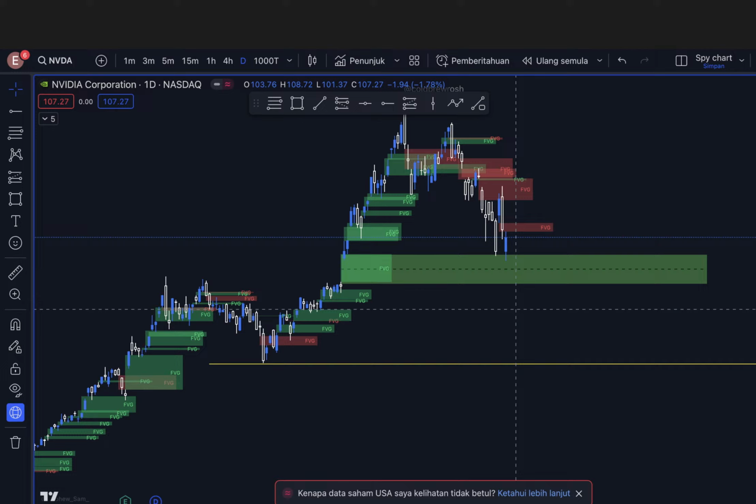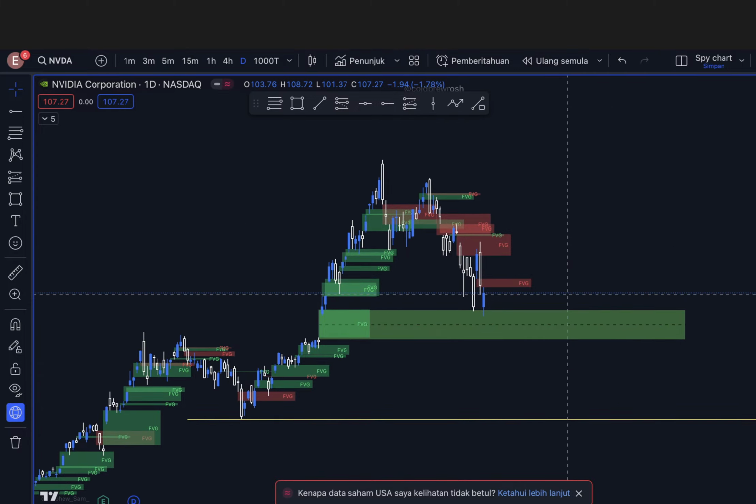But it is way overextended. But it will test 93 first. Where's 93?